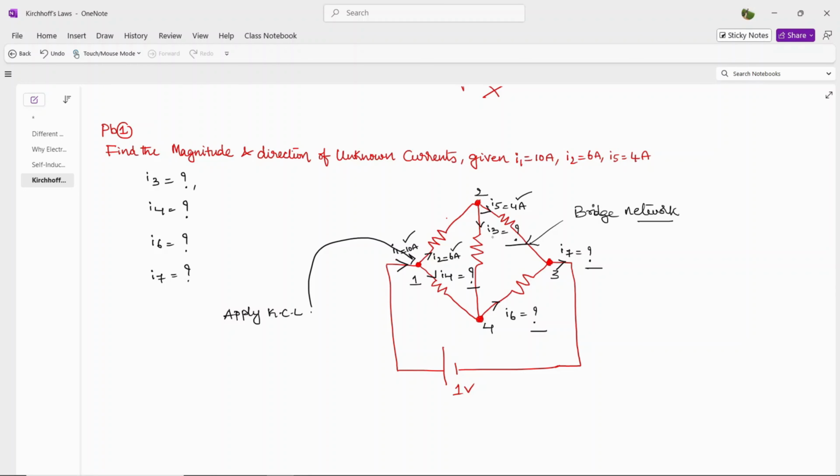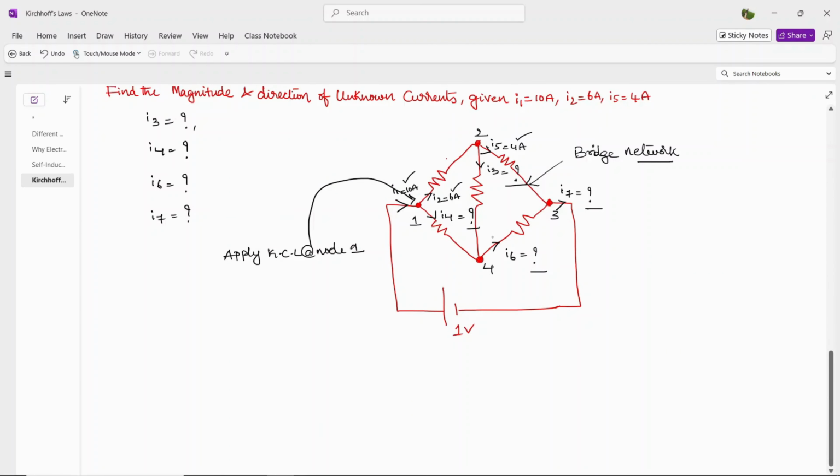Apply Kirchhoff's current law at node 1. So what are the entering currents? You can see here I1 is entering. Already given, 10 amperes is entering, and leaving is 6 plus I4. So the value of I4 is equal to 10 minus 6, which is nothing but 4 amperes. So the value of I4 is 4 amperes. We have found it.